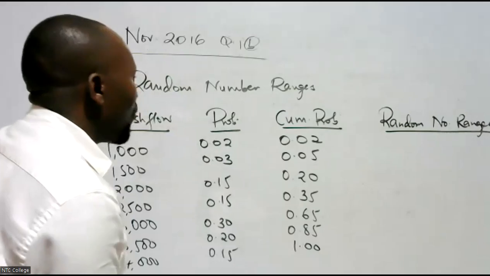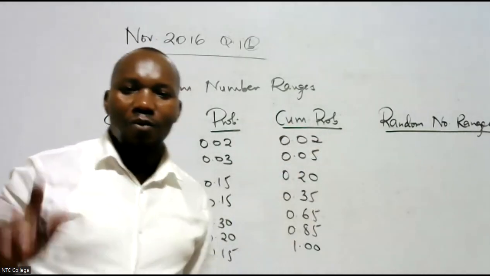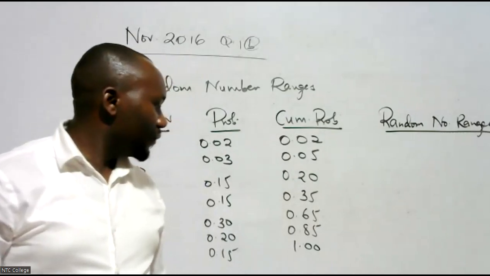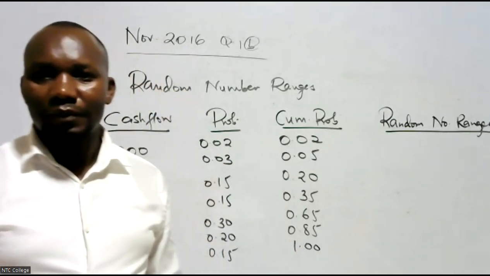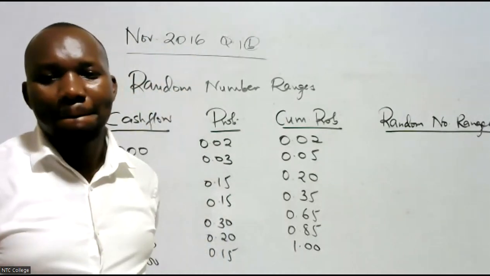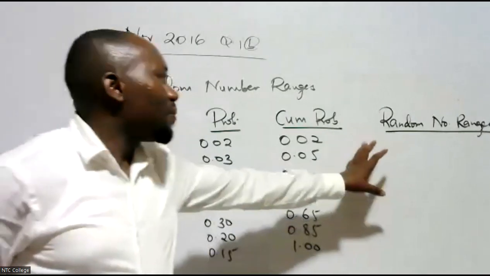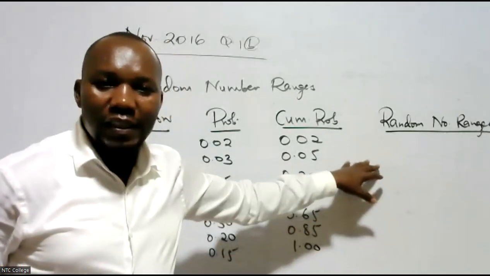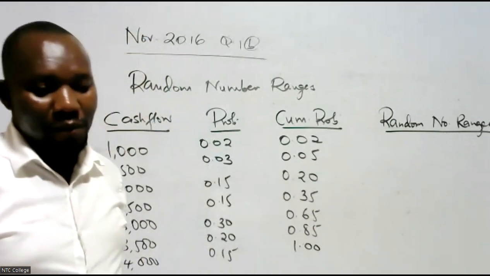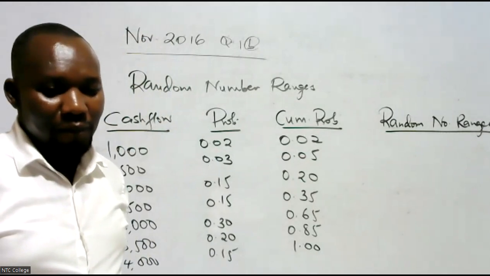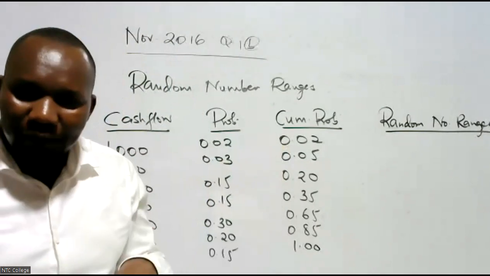You expand. We agree that how do you expand? What are you supposed to consider? What are we considering when you are expanding or creating random number ranges? What are you supposed to look at? The probability, the decimal places. Decimal places.